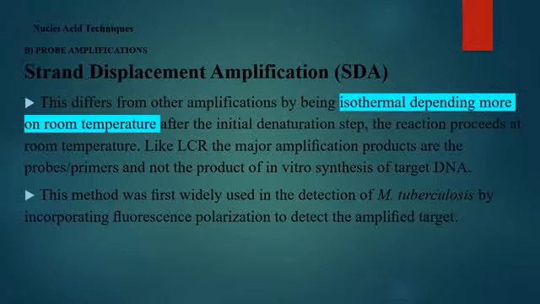This method was first widely used in the detection of Mycobacterium tuberculosis by incorporating fluorescence polarization to detect the amplified target. We'll come to fluorescence later, but generally know that it was the method used to identify or detect M. tuberculosis. So that's about the SDA. The SDA typically runs isothermal rather than the thermocycler running throughout the whole procedure.